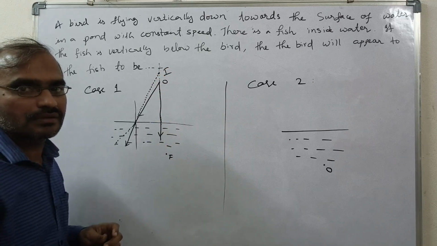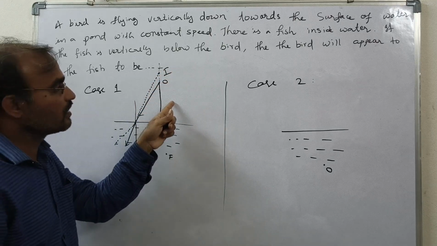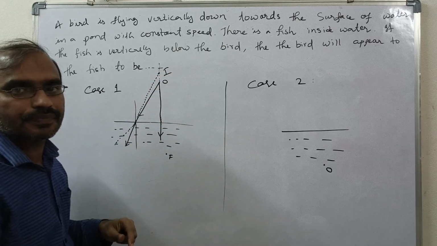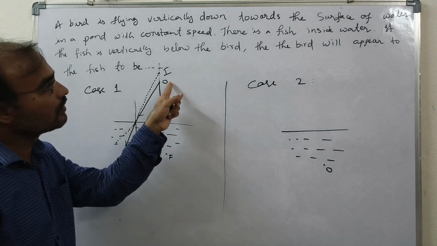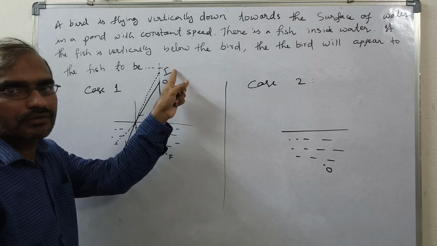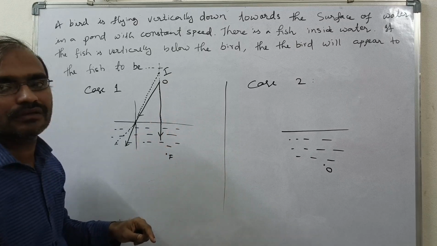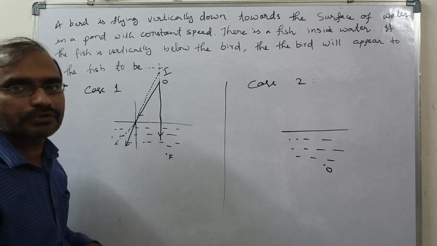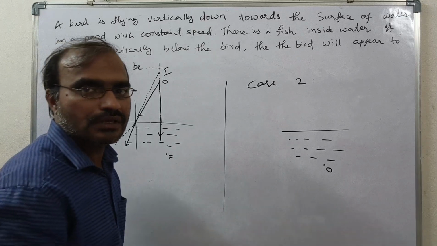Means the image will be farther away than the object, right? Same bird, original bird, image of the bird. So the bird appears as if it is farther away than the actual position, right? Let us go to the next case.